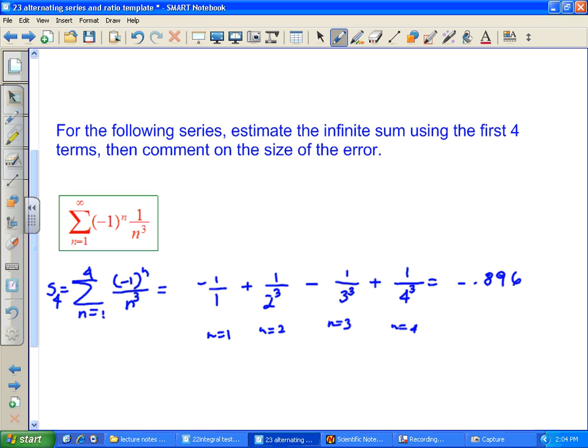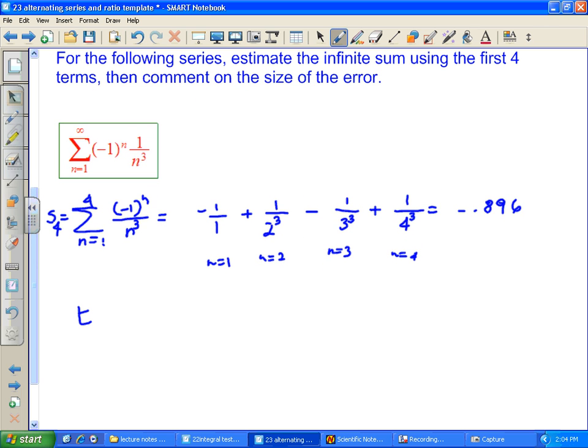Now, we didn't add up infinitely many terms. We only added up the first 4 terms. So clearly there's going to be an error, right? And the theorem says to find the size of the error, all you have to do is take the next unused term. The next unused term would be, if you add it up to the first 4 terms, your k is 4. So take the 5th term, which will be 1 over 5 to the third. So what is 1 over 5 to the third as a decimal?